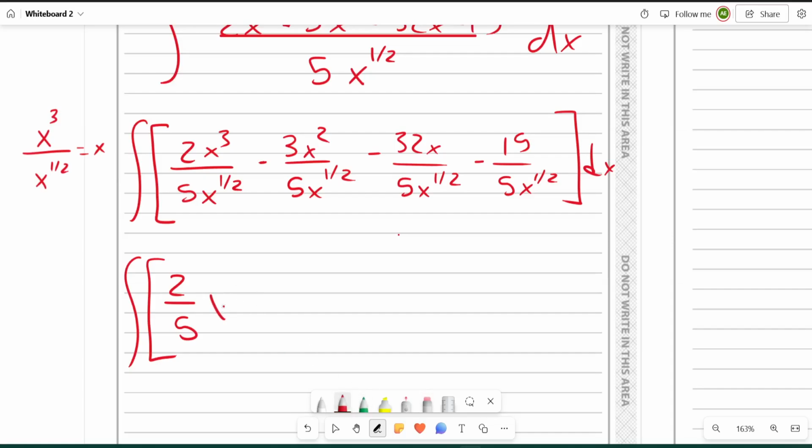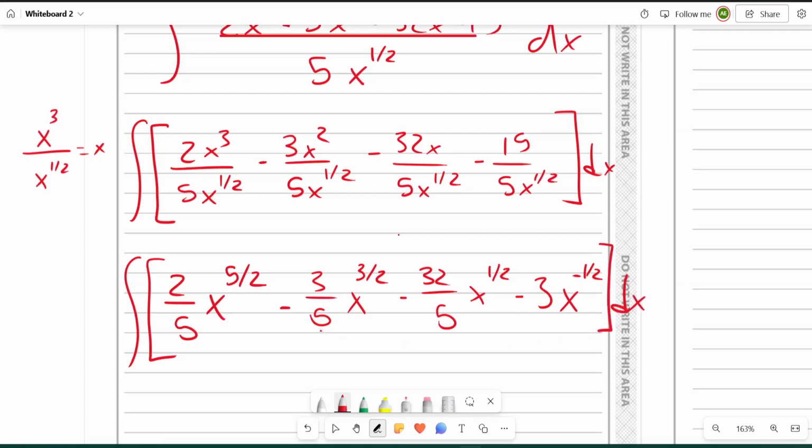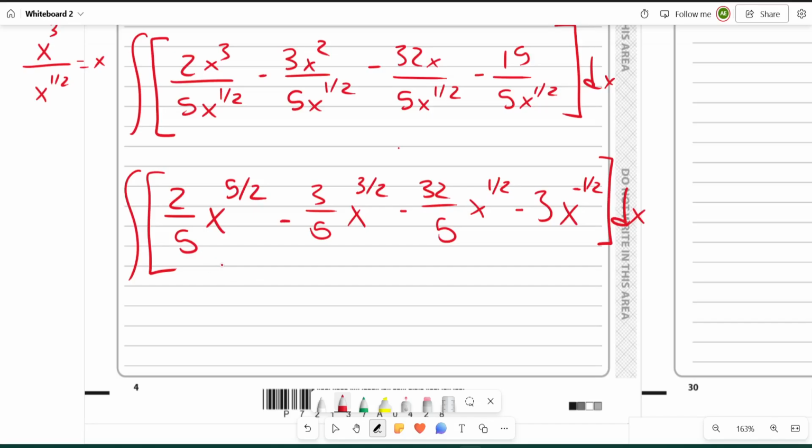So this is going to be x power 5 over 2 minus 3 over 5 x squared. So 2 minus half is 1.5, or 3 over 2, minus 32 over 5. 1 minus half is basically half, and then minus 15 over 5 is basically 3. And here, I don't have anything, so I will not subtract. However, I would like to get this x on top. So to do that, I will need to write it as x power negative 1 over 2 instead of 1 over 2, dx. Now I didn't even start integrating. I just wrote it in a way that's integratable.